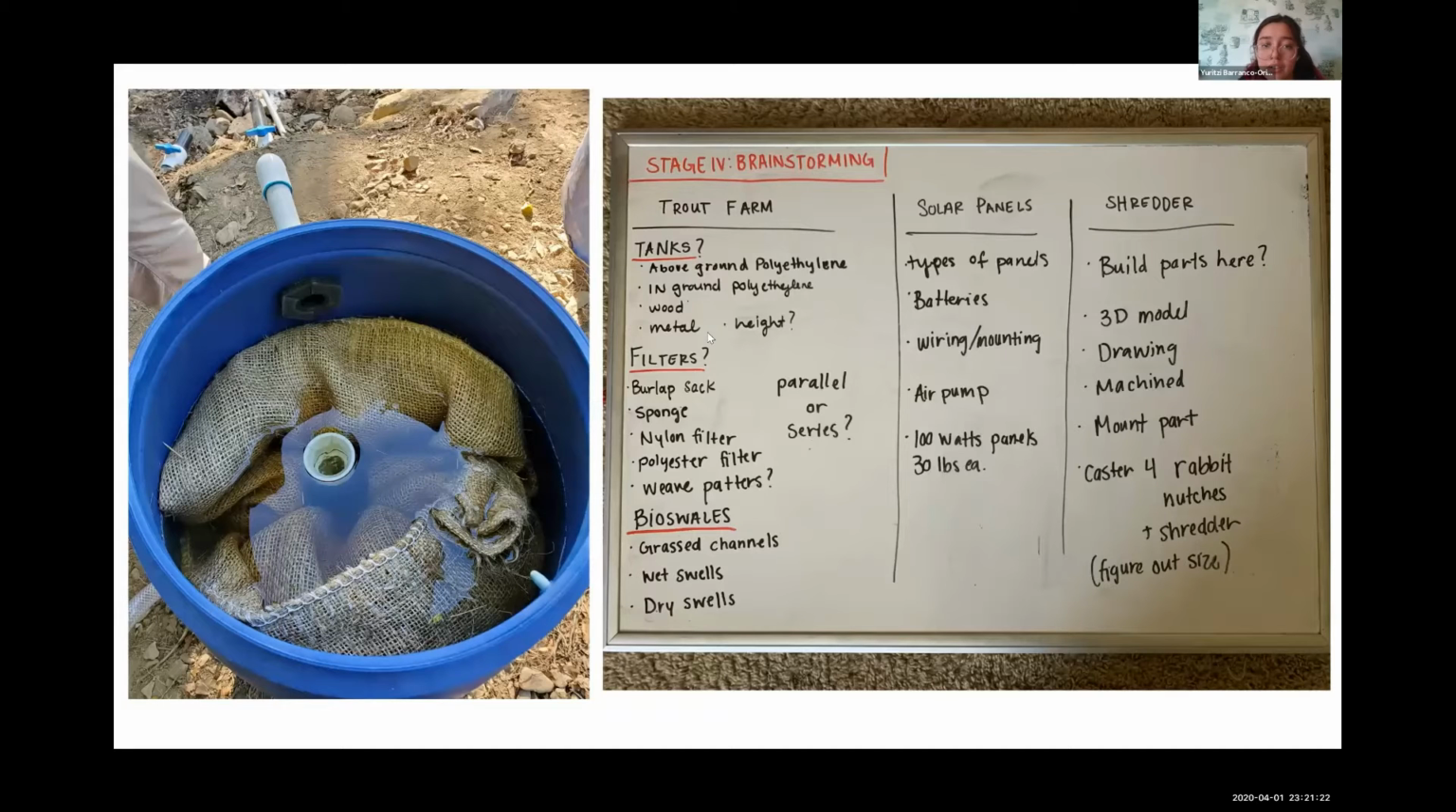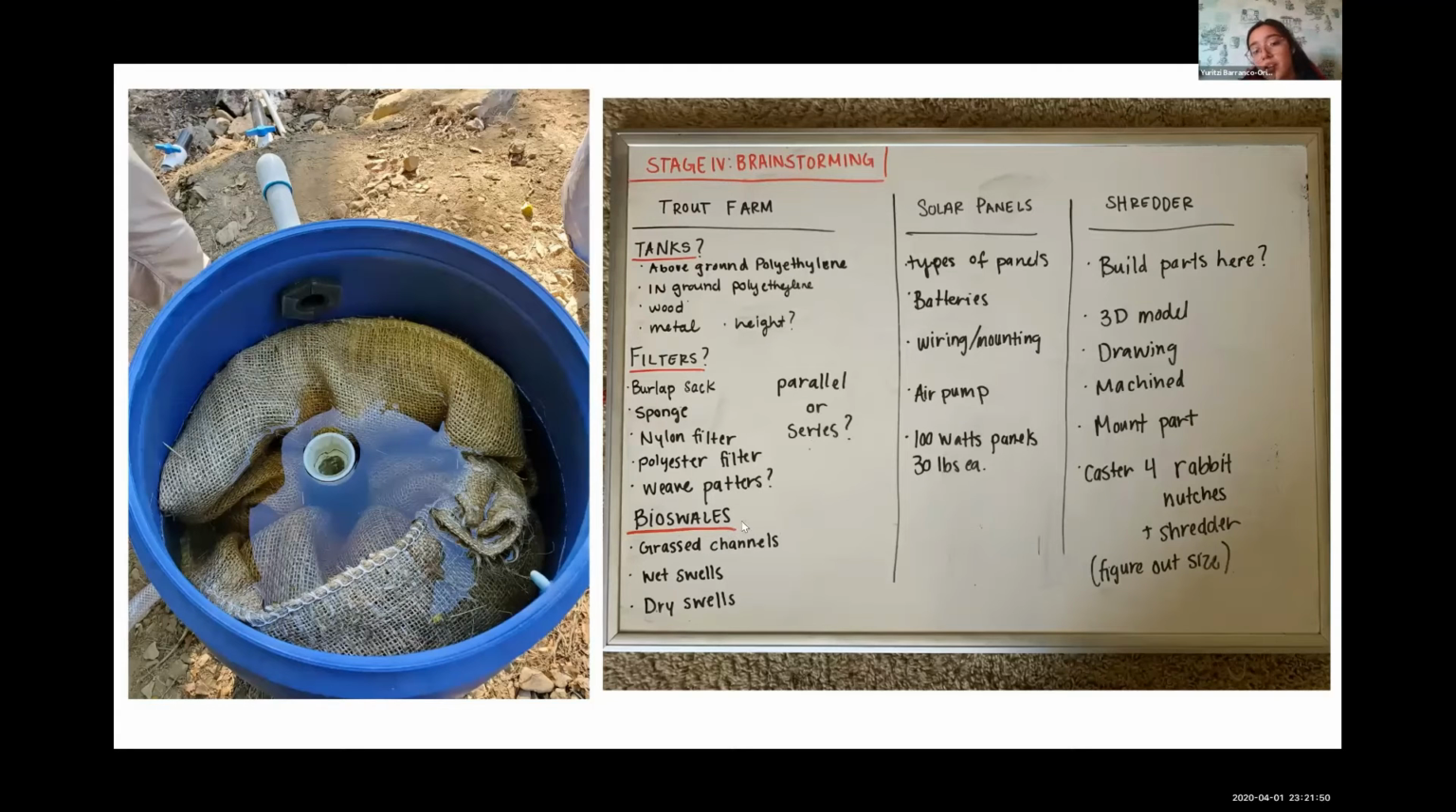So there's a bunch of things that we were considering. Would it be gravity fed, like what things? And then for the filters, what type of filters? So we just named a bunch of different materials: burlap sack, which is this one, sponge, nylon filter, polyester filters. And also when you choose a filter, they have different patterns. So that's something to consider too.